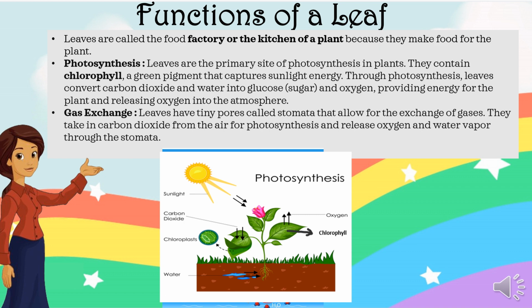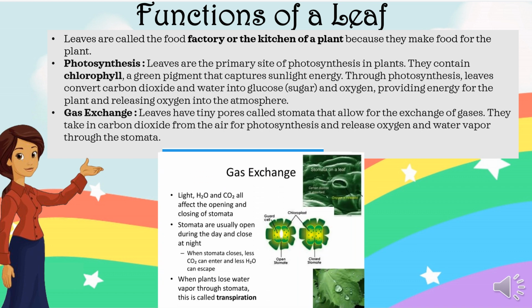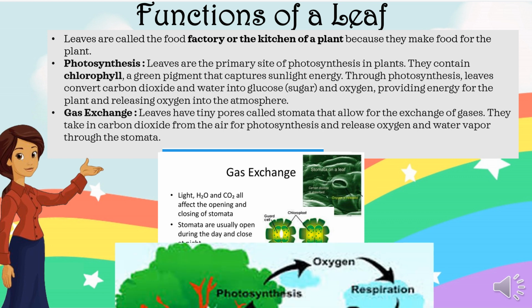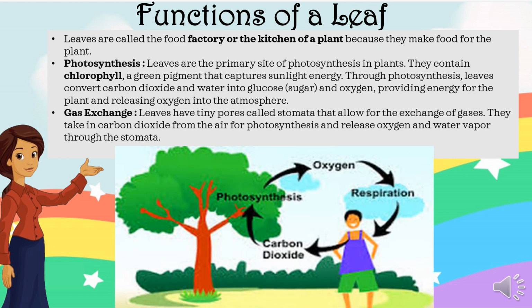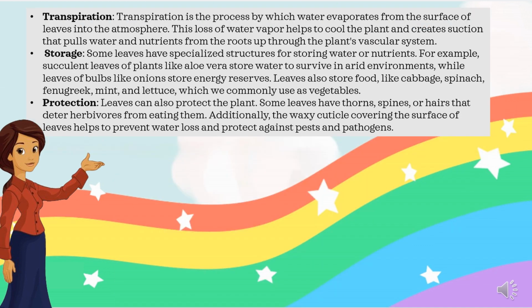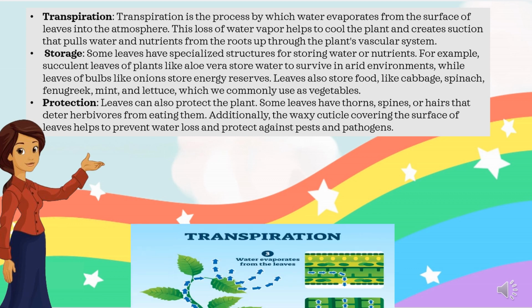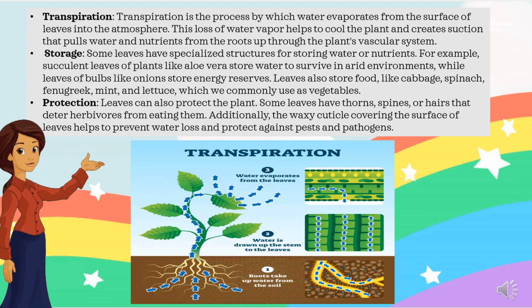Next, we have gas exchange. Leaves have tiny pores called stomata that allow for the exchange of gases. Plants take in carbon dioxide for photosynthesis and release oxygen and water vapor into the atmosphere. It's like the leaf's way of breathing. Next comes transpiration, which is another important function of leaves. It's the process by which water evaporates from the surface of leaves, helping to cool the plant and create suction that pulls water and nutrients up from the roots. It's like the leaf's cooling system.